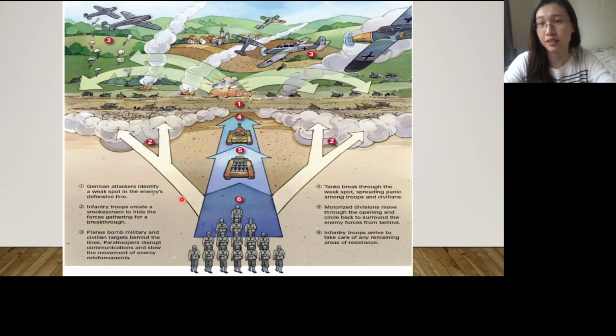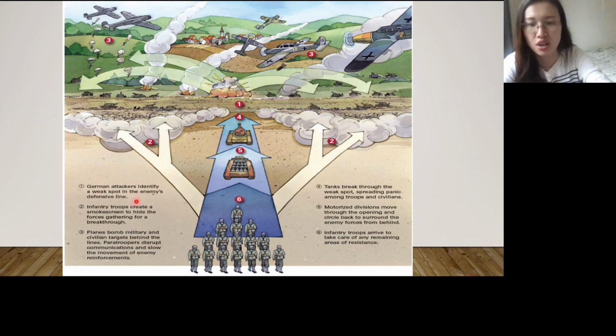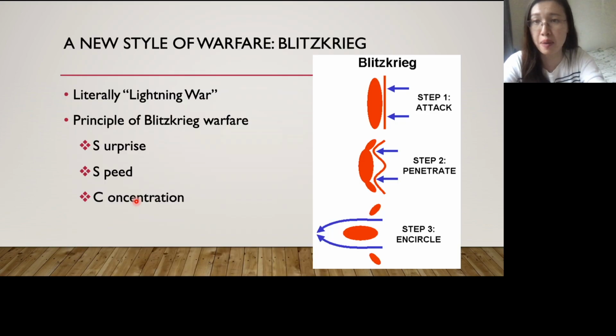So let's explain the BLITZKRIEG step by step to see how powerful it was. Okay. So for example, this is the enemy spot, and this is the target place where Nazi Germany tried to take over. Firstly, they identify a weak spot in the enemy's defensive line. Like when we talked about the principle of concentration, instead of sending people to the front line lined up as a line, they send their heavily armed troops into an identified weak spot to make the whole attack more effective.